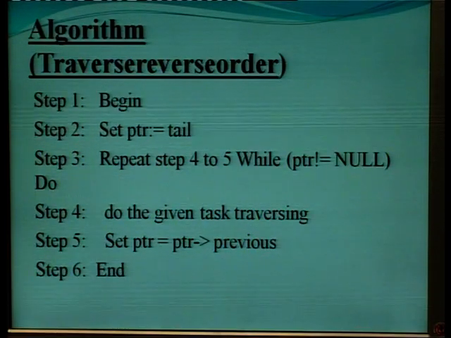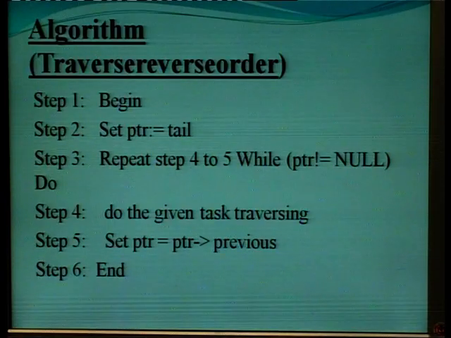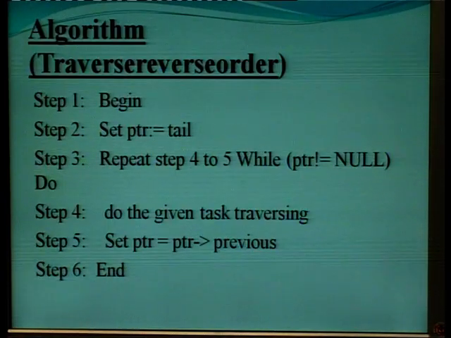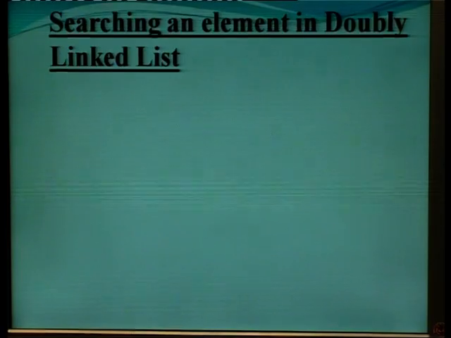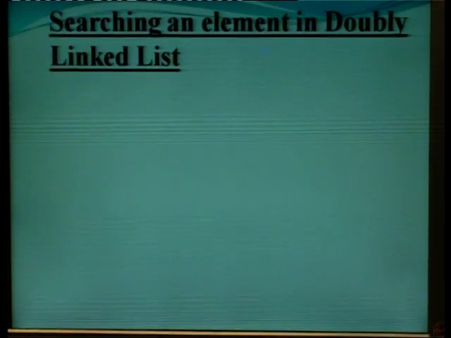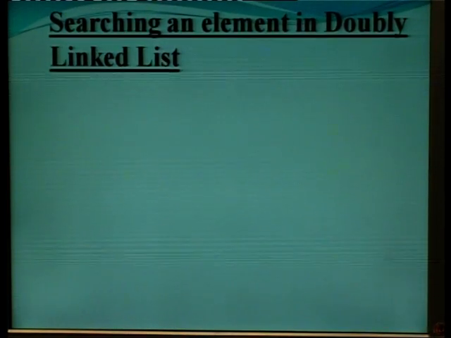So whenever it becomes null, it stops traversing. That means all the elements of the doubly linked list are traversed in reverse order. So it ends at the search. So these are the algorithms for traversing.